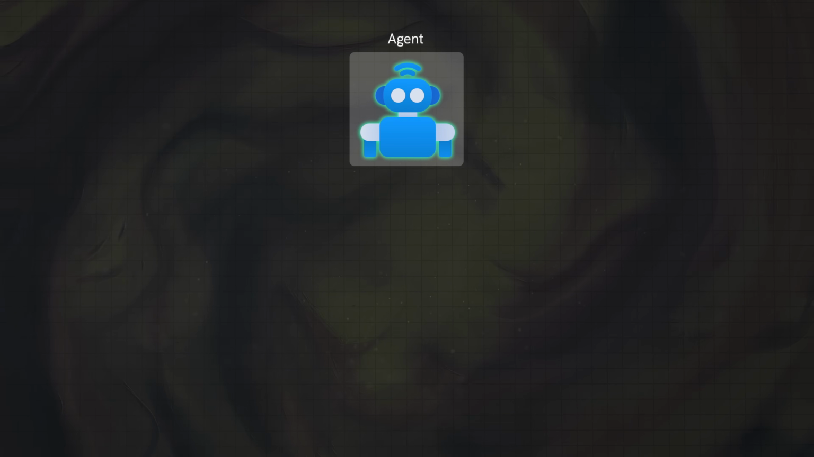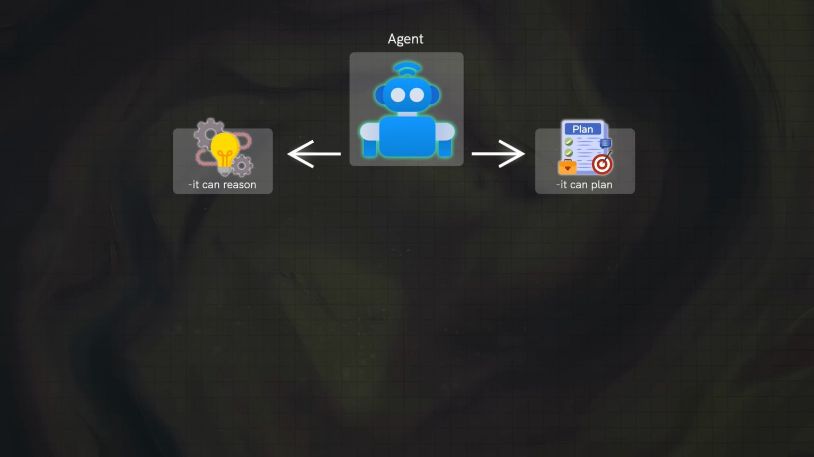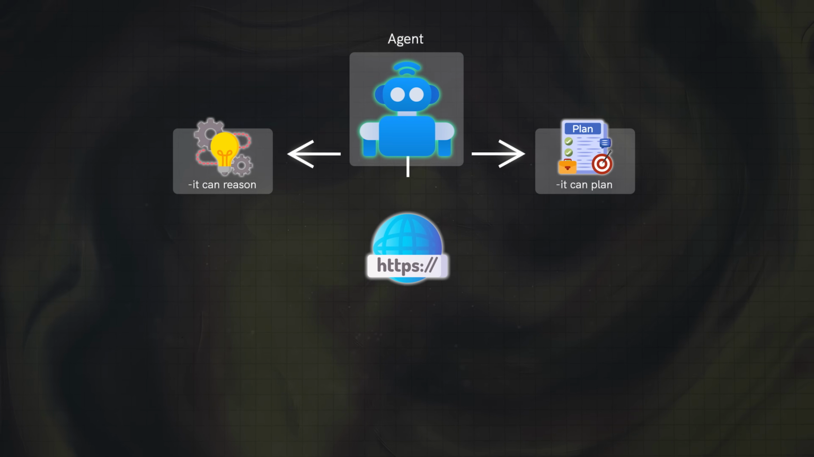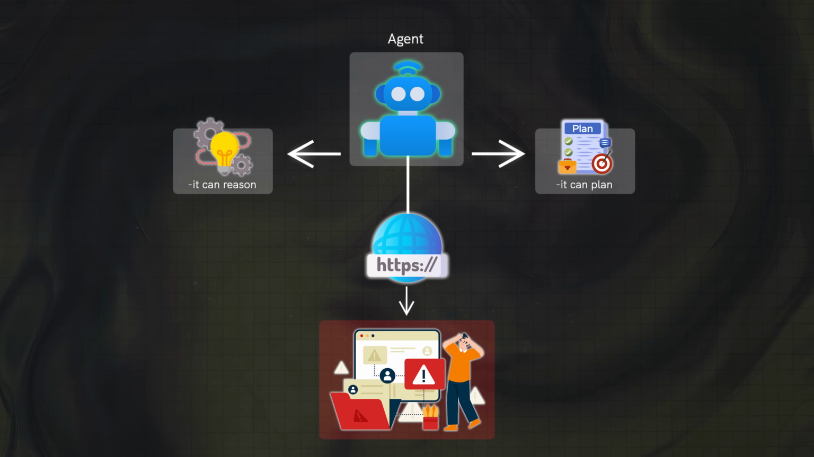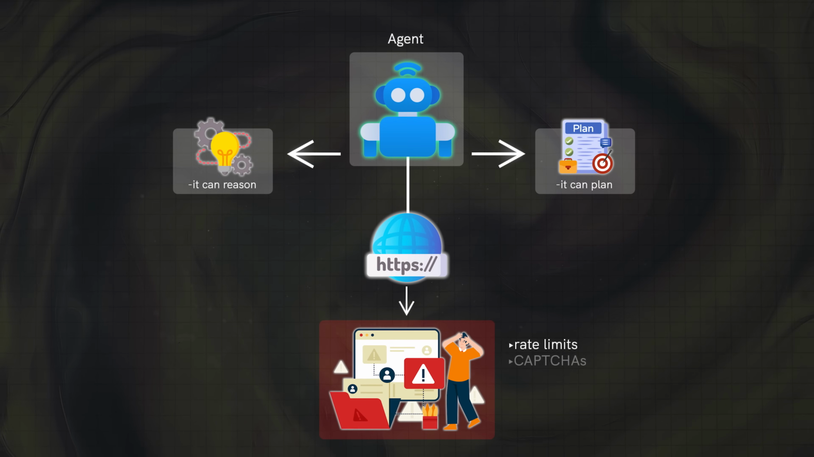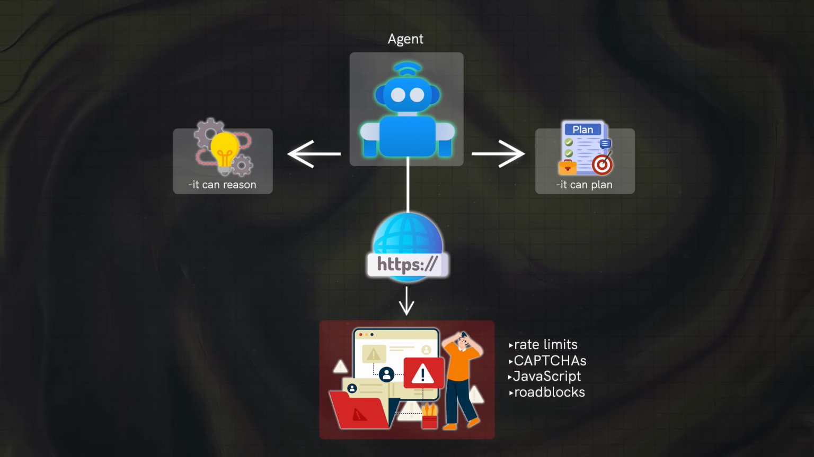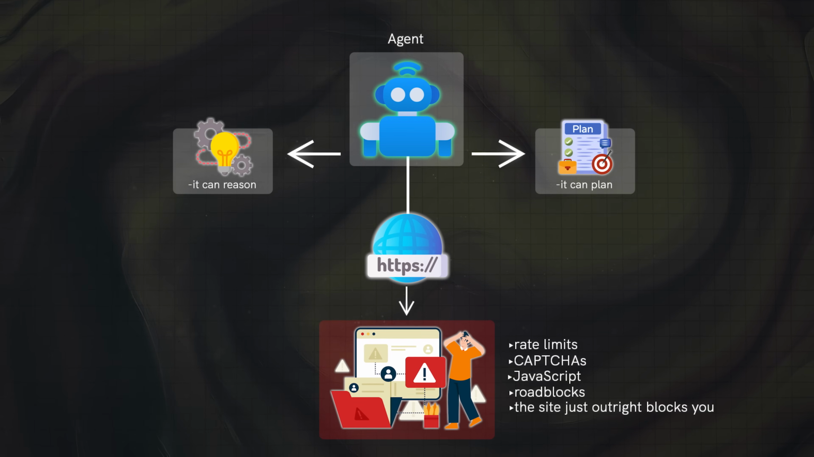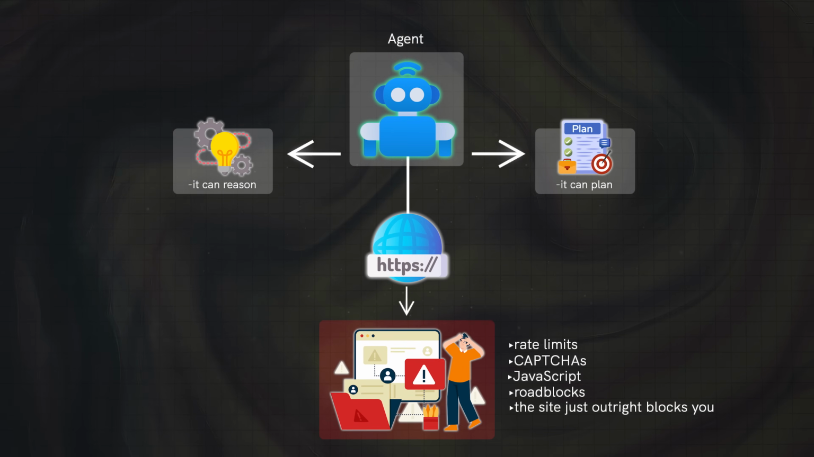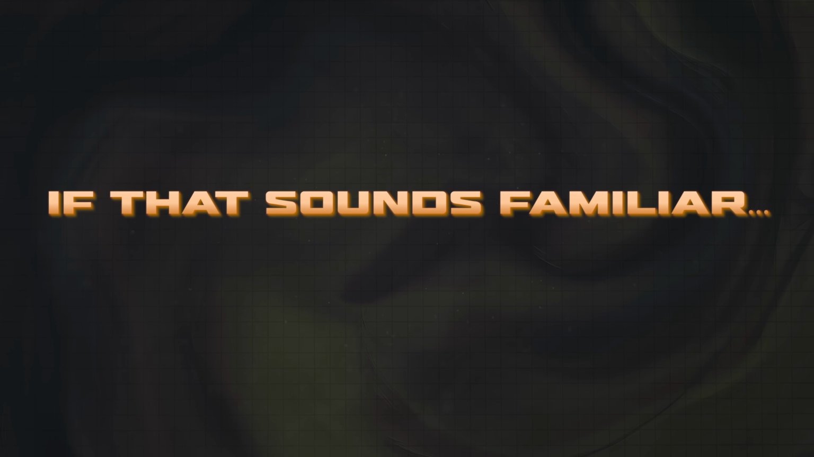So you've built an AI agent. It can reason, it can plan, but then you ask it to get real-time data from the web and everything breaks. You're hit with rate limits, CAPTCHAs, JavaScript roadblocks, or worse, the site just outright blocks you, meaning you can't get the data you need. If that sounds familiar, then keep watching.